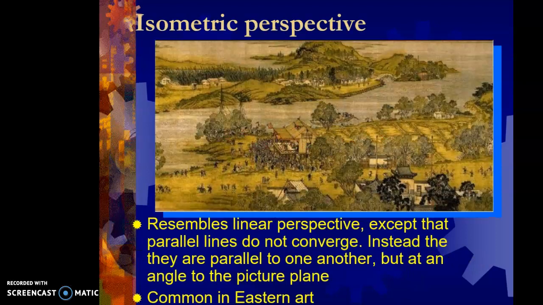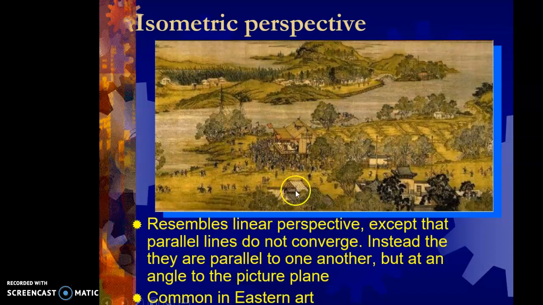Now, isometric perspective is generally the one that everyone has a little bit more difficult time with, which is why I point that out. It is most commonly found in Eastern art. So we're going to see Eastern-looking art. When you look at this particular piece, isometric perspective is defined as resembling linear perspective, except that the parallel lines do not converge, which instead they are parallel to one another, but at an angle to the picture.